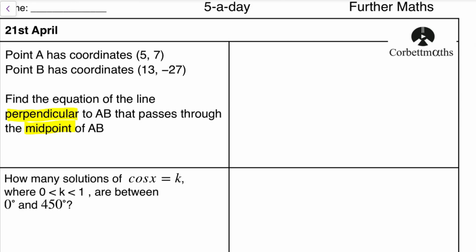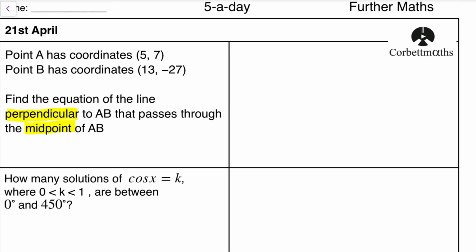So in order to do this, I'm going to need two things. I'm going to need the midpoint, which I'm going to call mid, and I'm also going to need the gradient, m. So I need the midpoint and I need the gradient of the perpendicular to the line AB. So let's do these in steps.